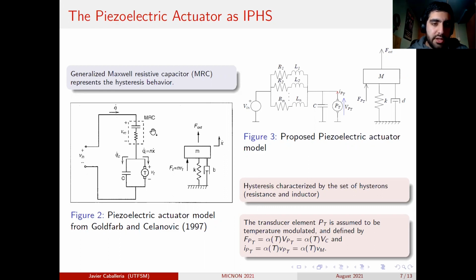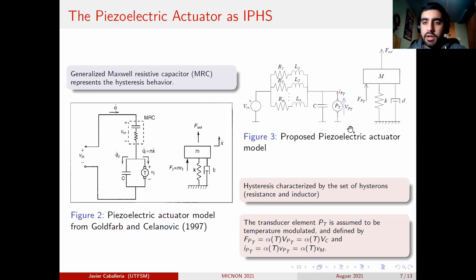This block MRC is the generalized Maxwell resistive capacitor and is the element that allows us to represent the hysteresis behavior of the piezoelectric. So for our proposed model, we're going to take the model from Goldfarb and make some changes. The first one is that we are going to characterize the hysteresis behavior by using histograms here. We are not going to use the MRC. So we have the nonlinear resistance interconnected with the linear inductor.